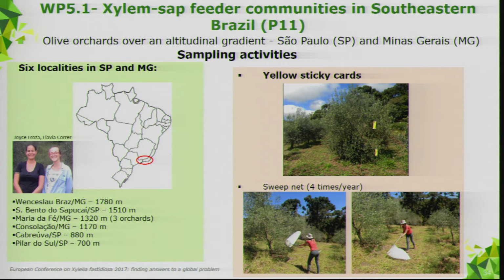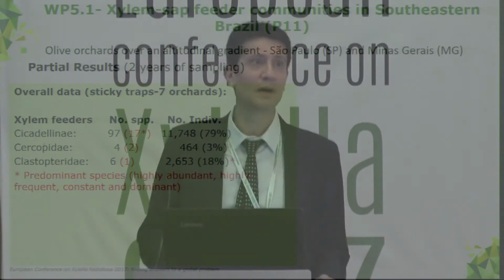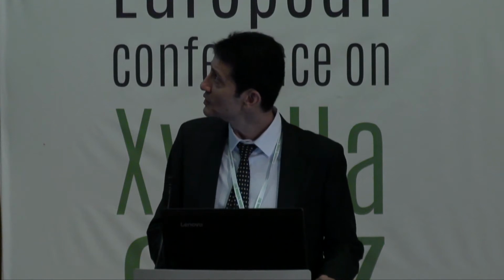So this starts again with surveying the community of xylem-feeders, with sampling by yellow sticky traps, by sweep net, and determining prevalent species. For example, we have so far found 20 species of sharpshooters and one spittlebug, and also spittlebugs that are frequent in that situation, are predominant, so they might be involved in the epidemiology.